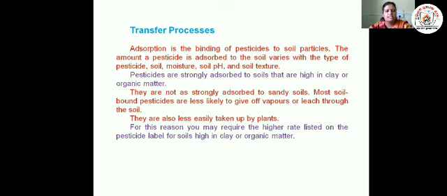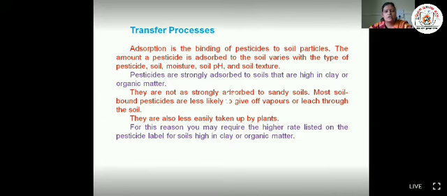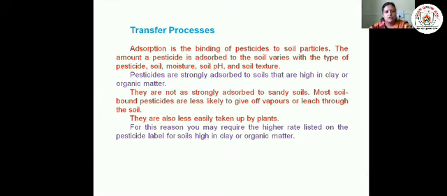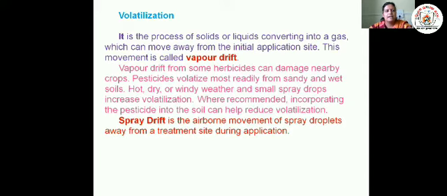For this reason, you may require the higher rate listed on the pesticide label for soils high in clay and organic matter. Are you getting it? In soils which are high in clay, there is strong adsorption of the pesticides on the soil. That's why before application, you must see the higher rate listed on the pesticide label.